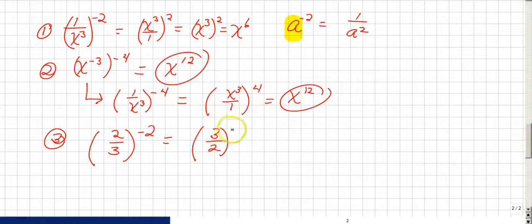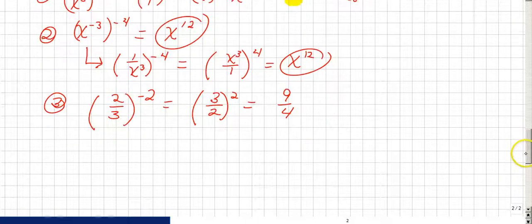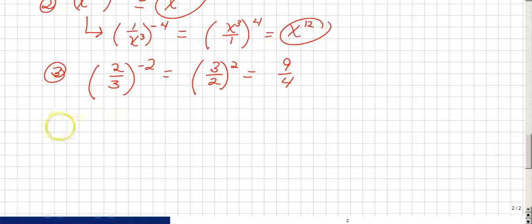Reciprocate, the negative power goes away, apply the power, 3 squared is 9, 2 squared is 4, final answer 9/4. Okay, a little more complicated. Now it's time for the big time. Let's go with this problem.